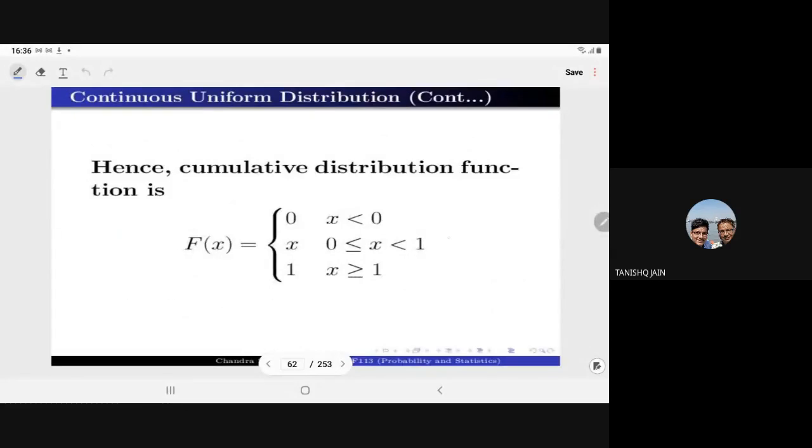So you know what the cdf is: it is 0, it is 1, and it is x minus a upon b minus a in the standard one. So a is 0, b is 1, so x minus 0 upon 1 minus 0, that is x. So that is written here.